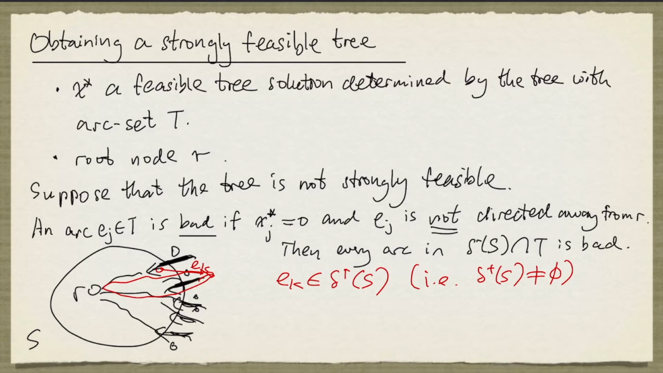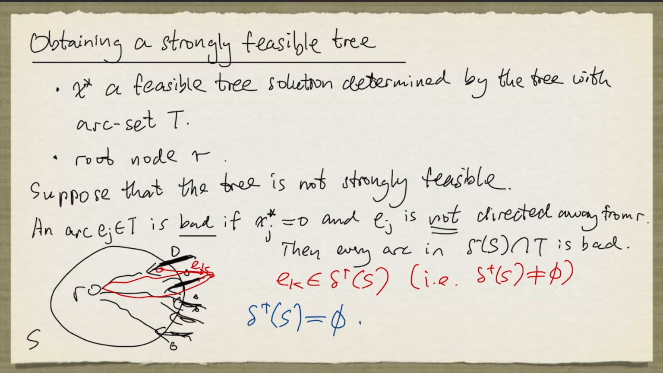And now if we grow this set S again, it will get bigger because the head of the arc that we added in this picture, k, will be in S as well. If we can do this repeatedly, S will keep growing, and since there are only a finite number of nodes in N, the process must stop. But it is possible that at some point, delta plus of S is empty.